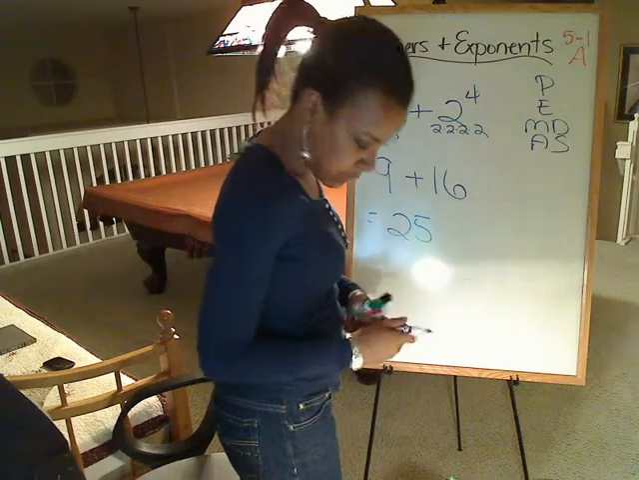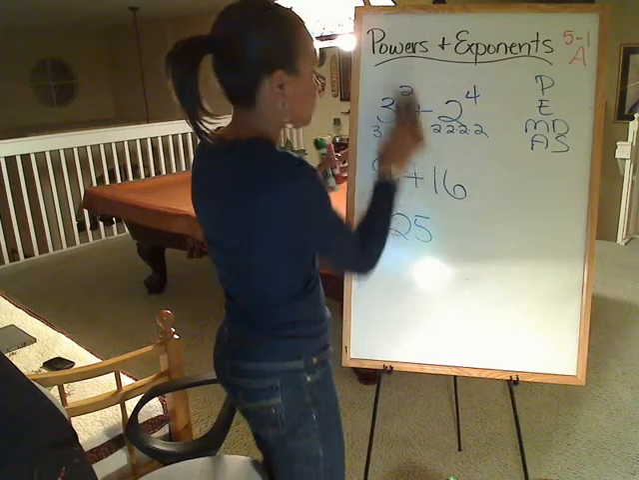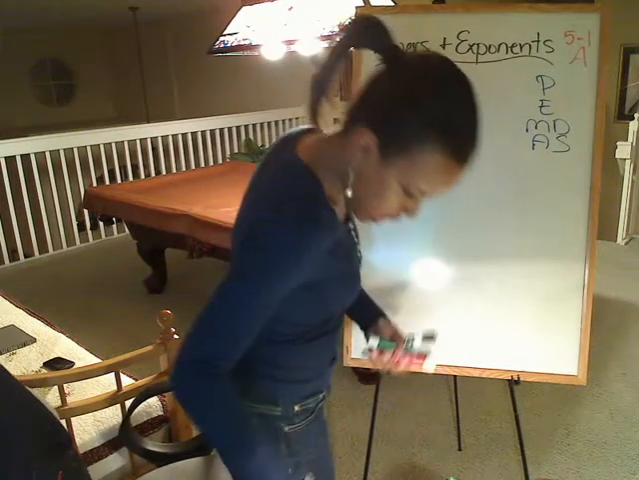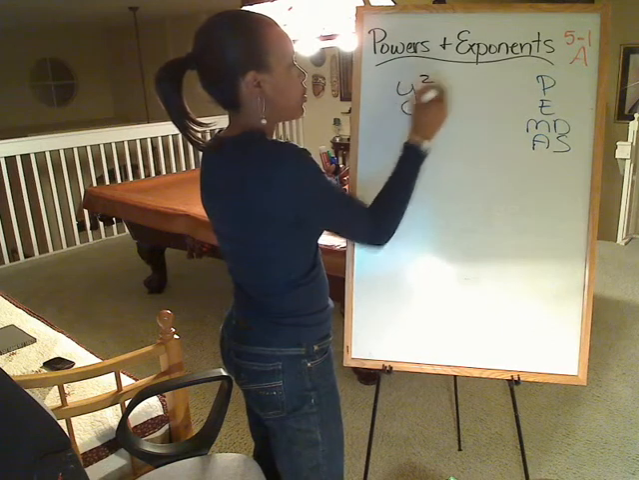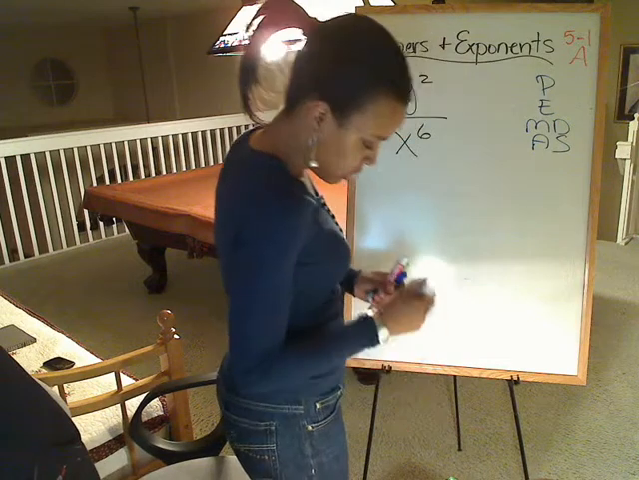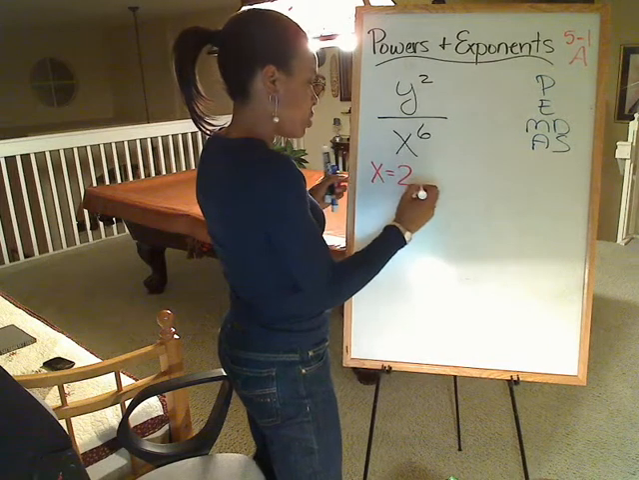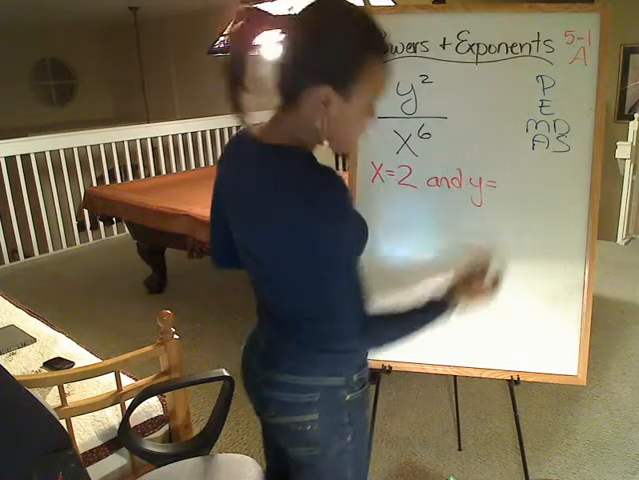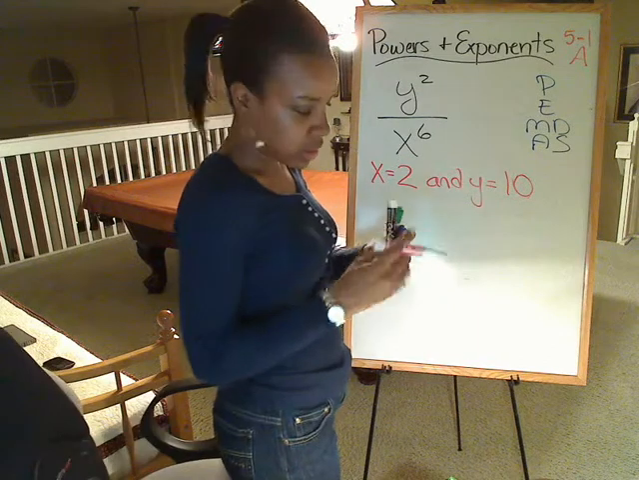And there's one more type I want to show you, and that's with the same kind of problem but with variables. What if you have y squared over x to the sixth power? You know this is division, and they tell you that x equals 2 and y equals 10. So how do you solve it? You have to plug the numbers in.